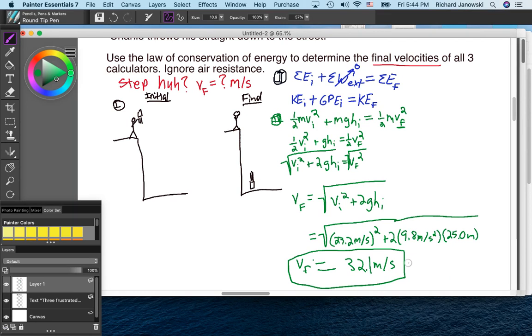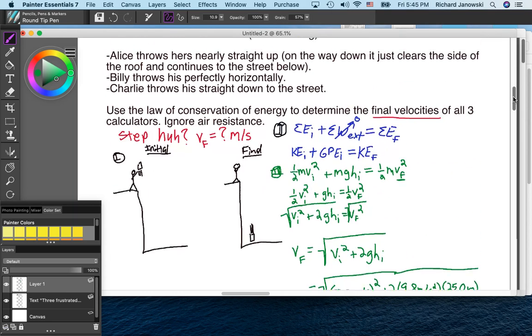That's about 64 miles per hour, which is fast. But remember, she threw it at 23.2 meters per second, which was 46 miles per hour. So it makes sense that it's going faster. So that is actually a reasonable number for this. So give it a check. We're happy about that.